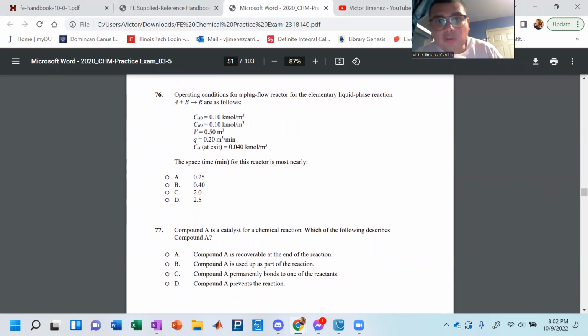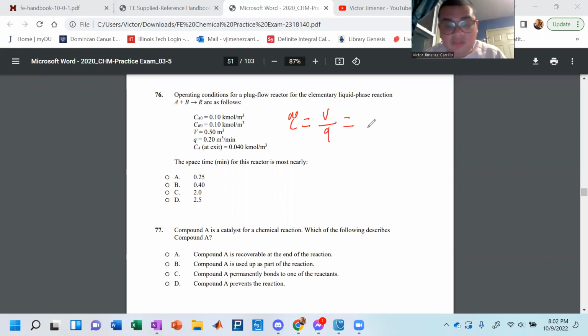The operating conditions for a plug flow reaction, elementary liquid phase reaction, A plus B yields R, are as follows. They give you all of this information, and they ask, what is the space-time for the reactor? Space-time is described by tau, which is volume divided by flow rate. That is the definition of space-time.